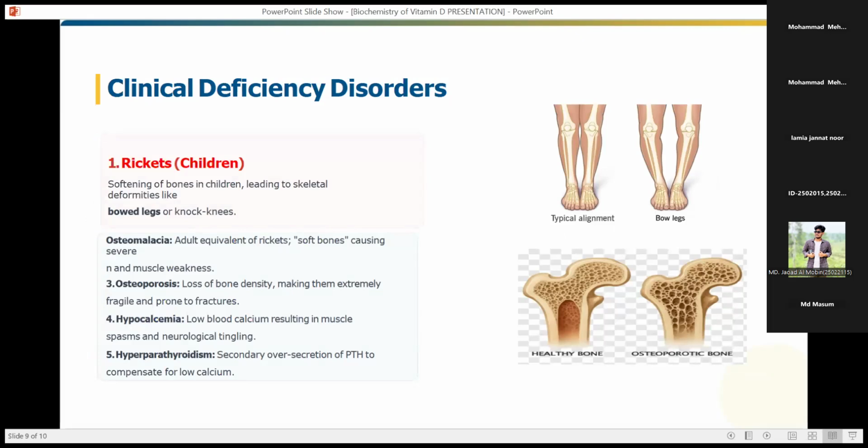when the level drops dangerously low, we see severe clinical disorders. In children, we see rickets; in the picture we can see the bow legs in the illustration. In adults it leads to osteomalacia and eventually osteoporosis, as we can see that the osteoporotic bone is very porous and can be fragile like glass.